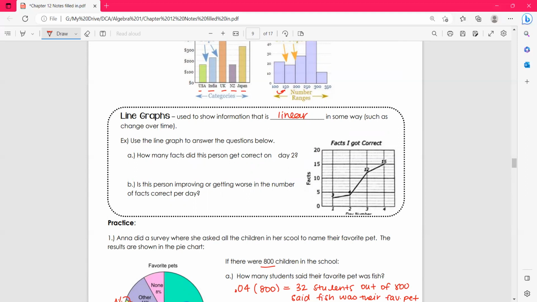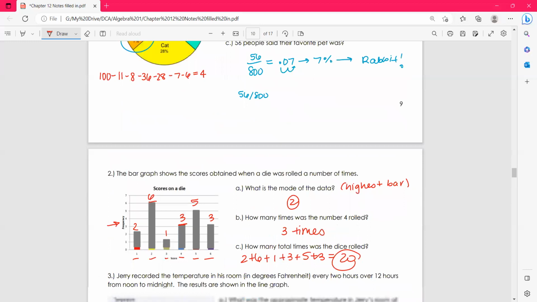How many facts did this person get correct on day 2? So if we go to day 2 and where it meets on the graph, 4 facts. Is this person improving or getting worse in the number of facts correct per day? So as the days progress, the facts are increasing, so they are improving. Because we are going in a positive direction, positive slope. Let's tie that back in with slope. And then let's check out one example of line graphs.